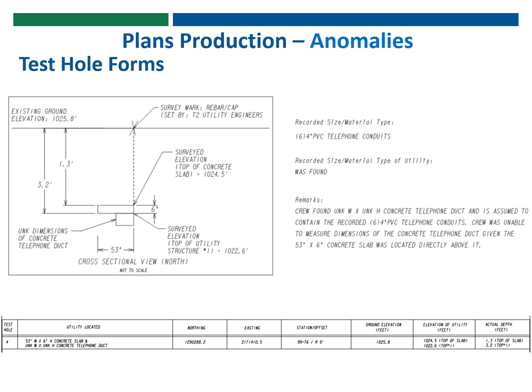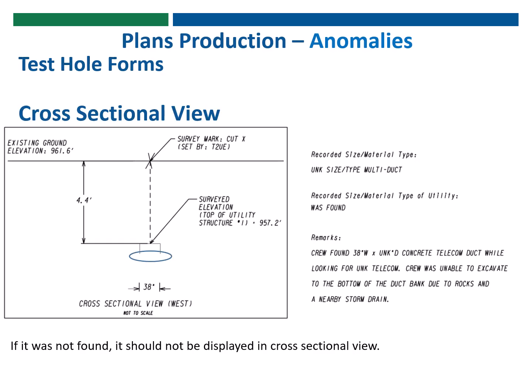In the cross-section view, you can see that they have shown the 53-inch by 6-inch concrete slab, and below that they have shown a duct bank with a note noting the unknown dimensions of the duct bank. And in the table at the bottom of the slide, you can see that both structures have been listed in the table, with the elevations and depths of both structures also included.